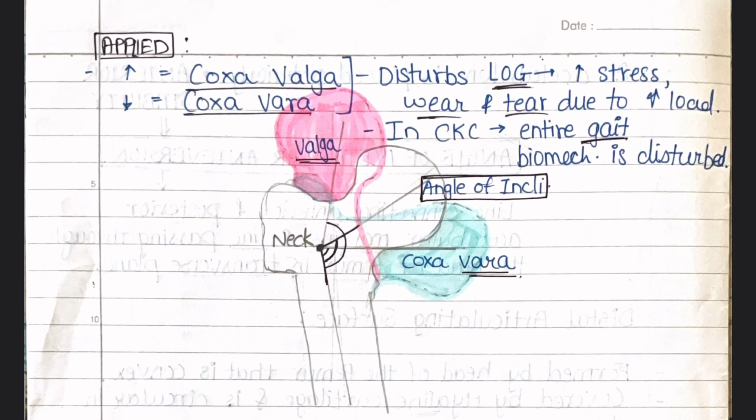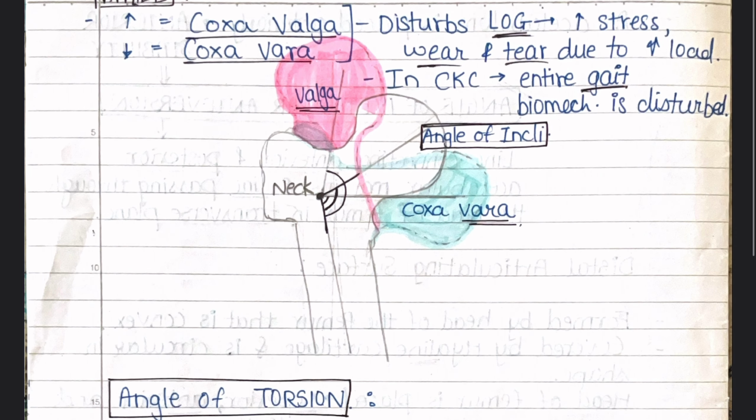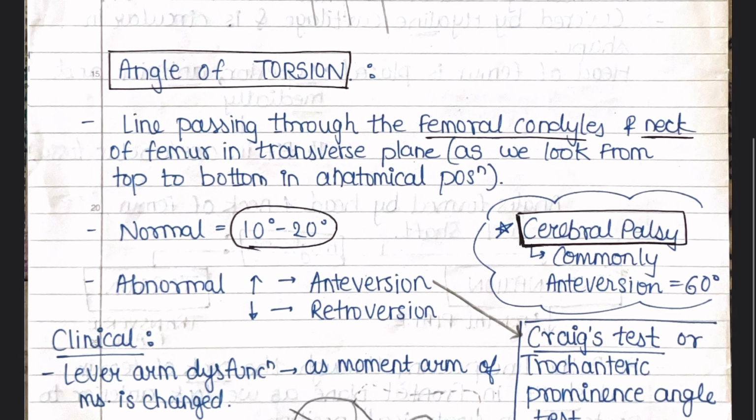During both these conditions, the way you walk is affected, and your entire biomechanics is disturbed due to coxa valga and coxa vara. Then comes the angle of torsion.